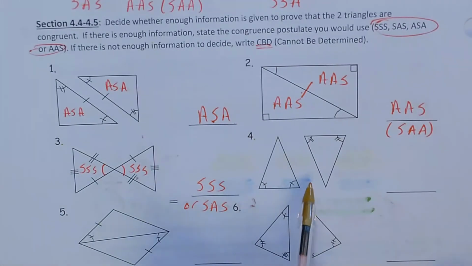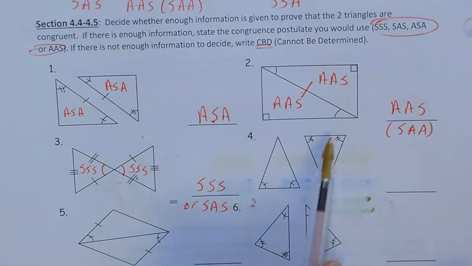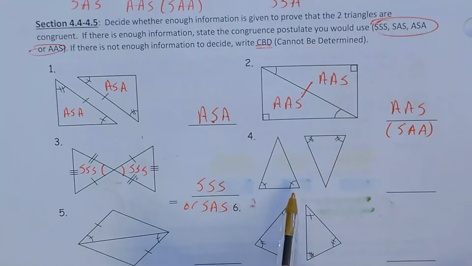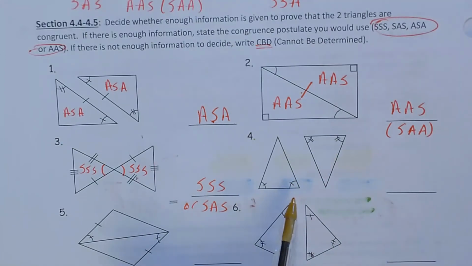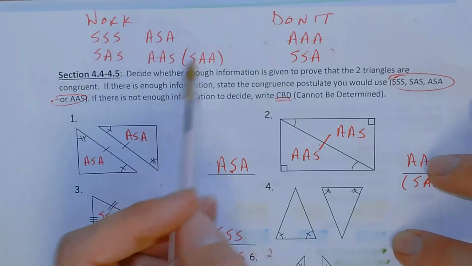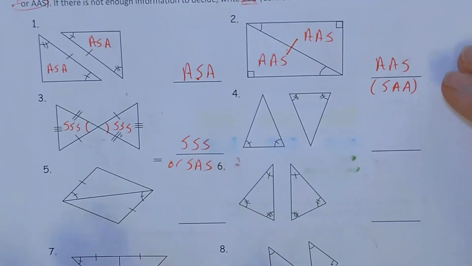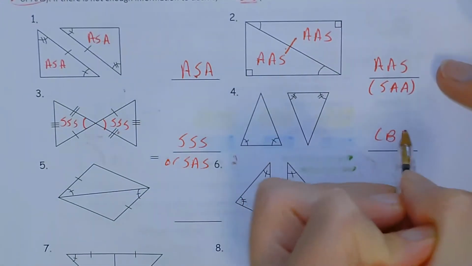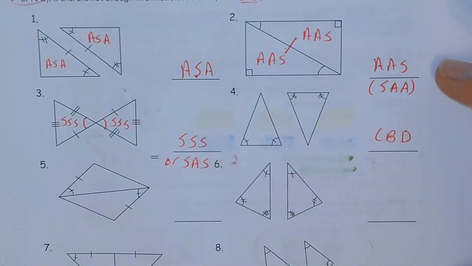All right, go to number 4. Am I allowed to mark a reflexive side? No, they don't even touch. Do they have vertical angles? No, they do not. So this is all I have. Well, go up to your shortcuts. There's no shortcut with 2 letters. We don't have that. So we have to say CBD because we just don't have enough for those to be twins. We don't know.